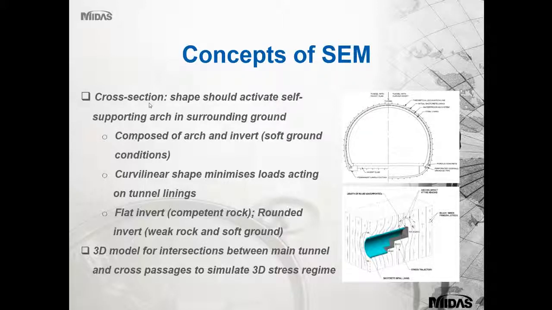In the sequential excavation method, the type of cross-section chosen depends on the nature of the ground. So a curved linear shape is preferred to redistribute stresses due to the excavation. In competent rock ground, inverts are normally flat, but under soft ground conditions a rounded invert is chosen for a more gradual stress flow across the tunnel cross-section.